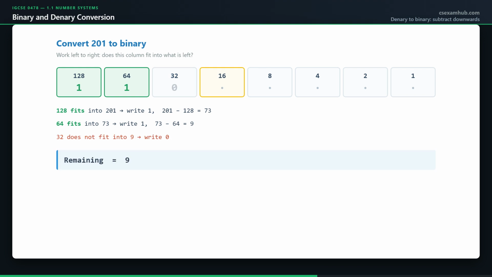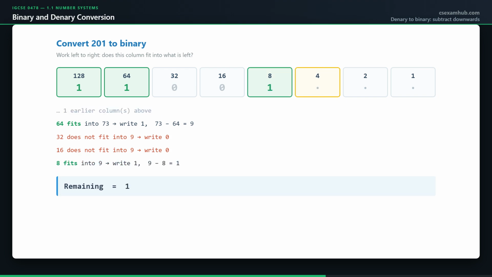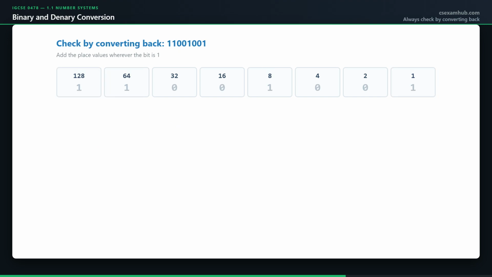32, no, that does not fit into 9, so write a 0. 16, no, write a 0. 8, yes, that fits into 9, write a 1, leaving 1. 4, no. 2, no. 1, yes, write a 1, and we are left with 0, which is how we know we are finished. So 201 is 11001001. Now here is the habit that separates the students who lose marks from the ones who do not.